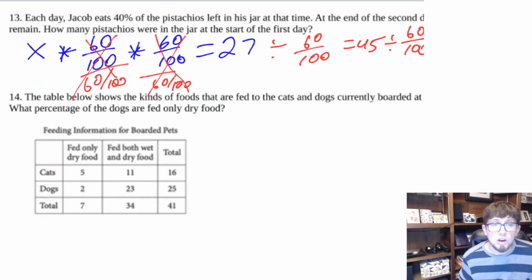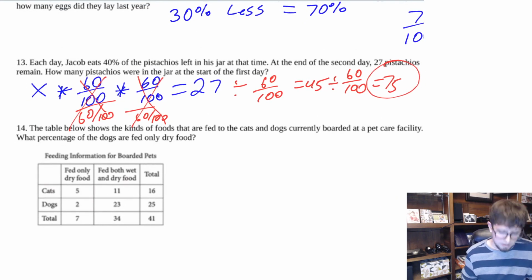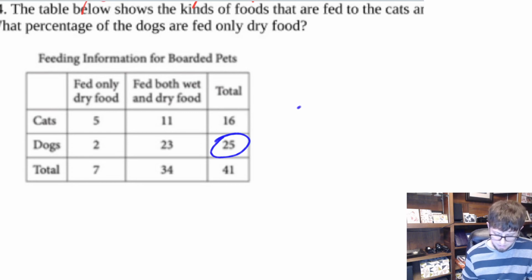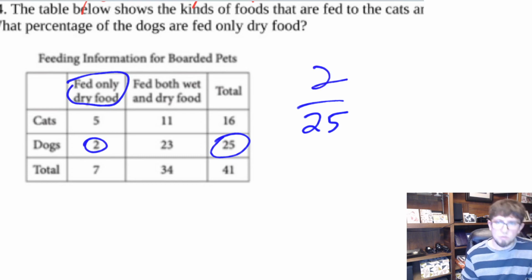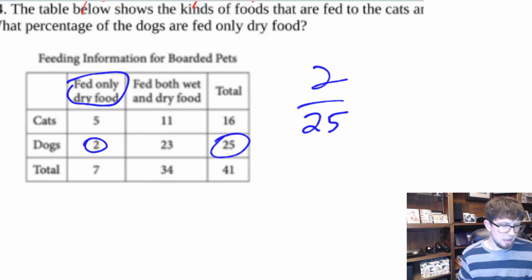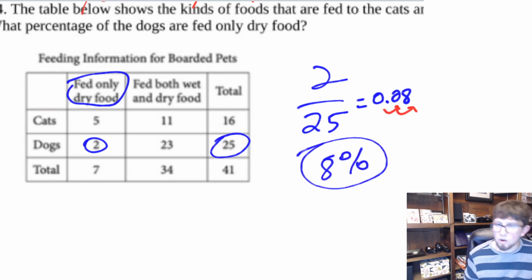Number 14, the table below shows the kinds of foods that are fed to the cats and dogs currently boarded at a pet care facility. What percentage of the dogs are fed only dry food? So out of all dogs, of which there are 25, how many are fed only dry food? That's this column. The answer is 2. So 2 divided by 25 will give me a decimal, and then I multiply that by 100. So this is 0.08. Did you figure out how to multiply that by 100 yet? You can just move the decimal over twice. And this becomes 8%, or 8 out of 100.